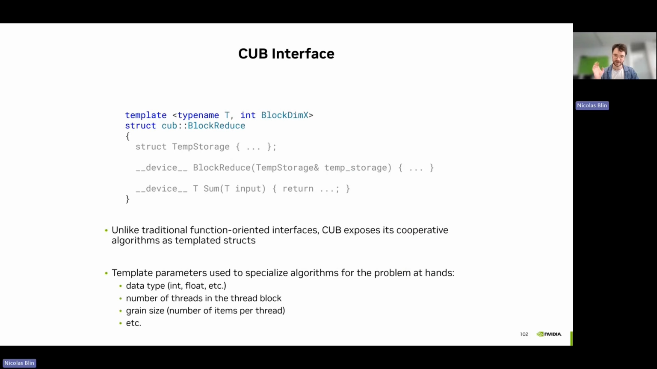So now let's see how this intuition is applied in real code. On the screen, you can see a cooperative reduction provided by CUDA. Unlike a traditional function-oriented interface, CUDA exposes its cooperative algorithms as template structures. Template parameters are used to specialize the algorithm for the problem at hand. Here, for example, we can specify that we want to reduce a specific type, which is here integer, and we need to specify that our block width will be 256 threads.